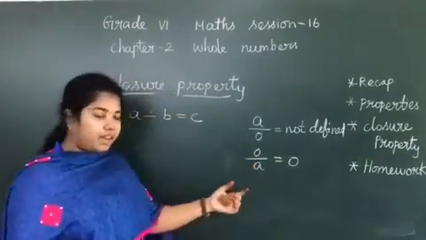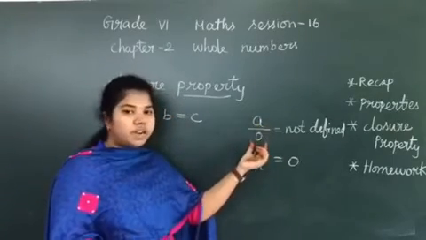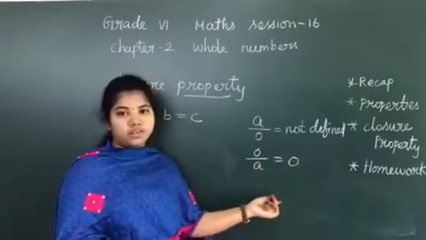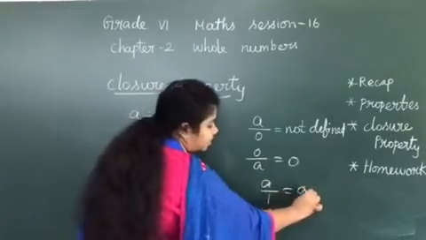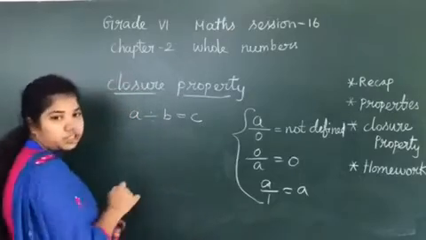This is defined: whatever number you are dividing by 0, it is 0. But any number divided by 0 is not defined, it is meaningless. These two should be in your mind always, okay? Now, A divided by 1 is A. This is also important. These three things you have to keep in mind while doing division, okay?